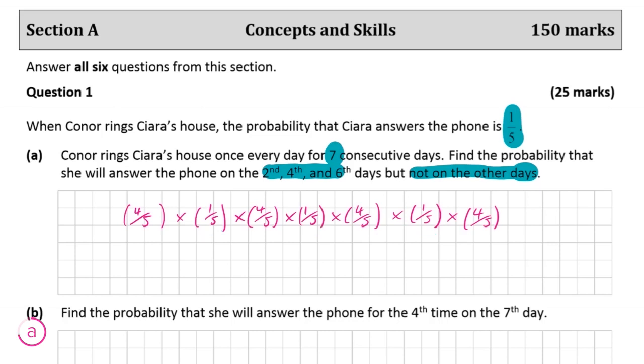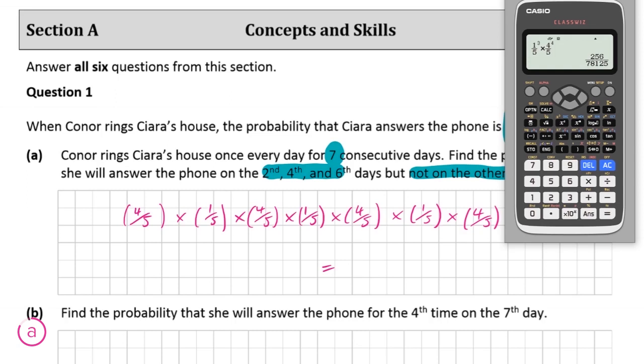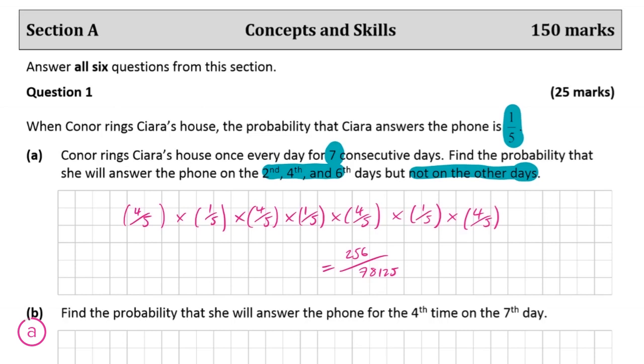So all that's left to do now is just simplify this big fraction. And the easiest way to put this in the calculator is going to be 1/5 to the power of 3 multiplied by 4/5 to the power of 4. And the value of that is going to be 256 over 78,125. So that's it for part A. And that's the probability that she's going to answer on the 2nd, 4th and 6th day, but not the other days. And that is worth 10 marks.